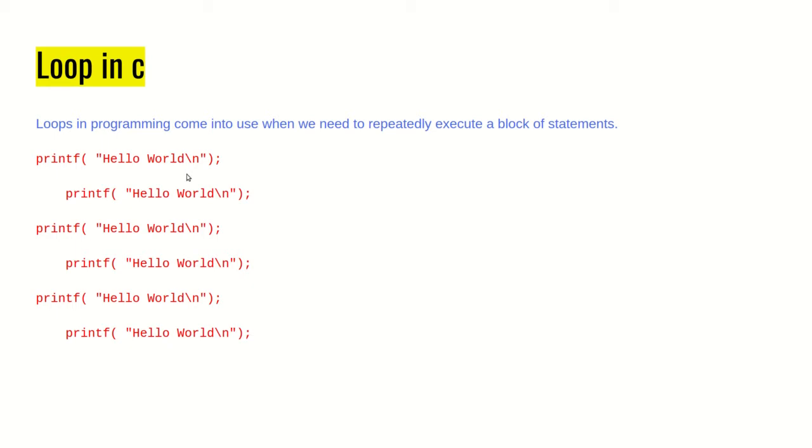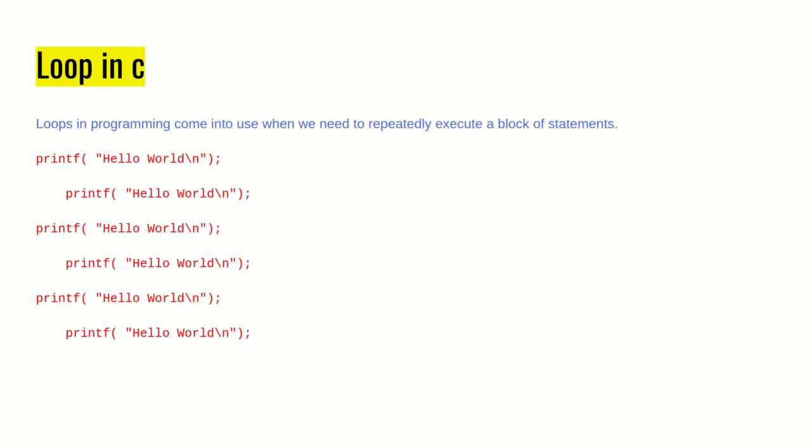For repeating something, when we want to execute something multiple times, we need a loop. What a loop does is, you write this hello world one time and it will print multiple times. Okay, so let's look at an example of a loop in C.